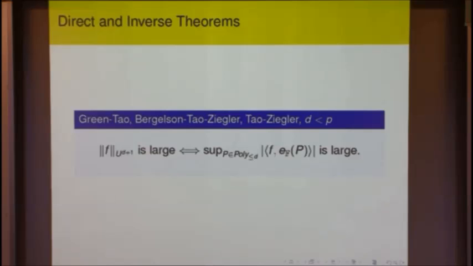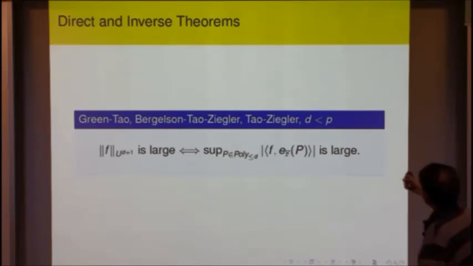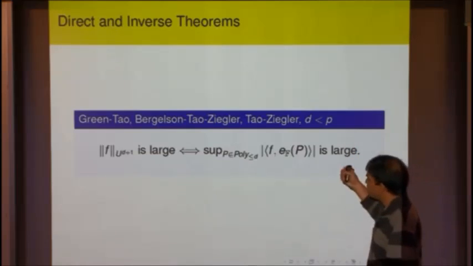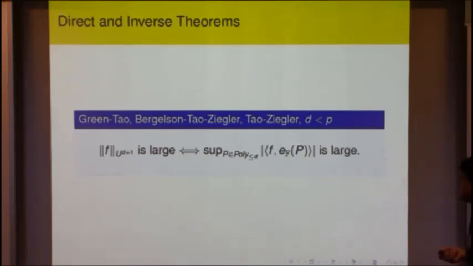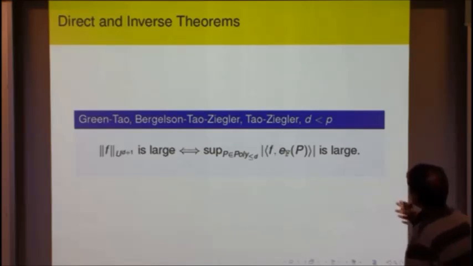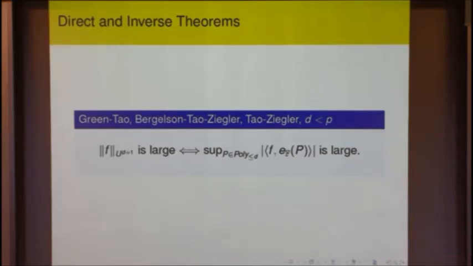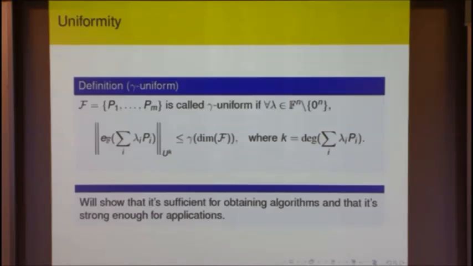Okay. So Green and Tao, and Bergelson, Tao and Ziegler, for the case when p is greater than d, showed that the inverse is also true, and this is the inverse theorem: if you have the Gowers norm being non-zero, then you also have correlation with respect to some degree d polynomial.